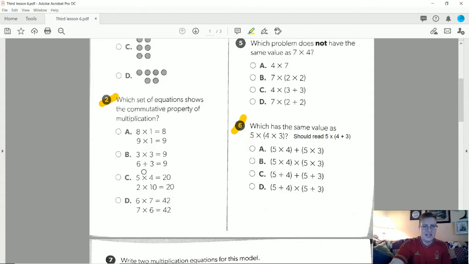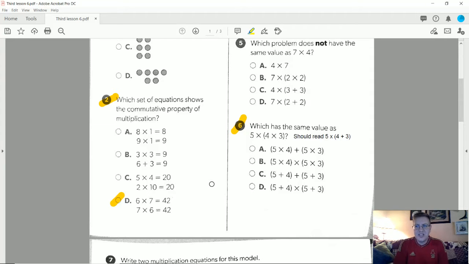The second one isn't actually a property at all. It just shows two different math facts, one for multiplication and one for addition. The third one, again, shows two different sets of factors that we could use to multiply to get 20. It doesn't show any particular property. And the last one does show the commutative property, which says we can switch the order of the numbers that we're multiplying together and still get the same answer.